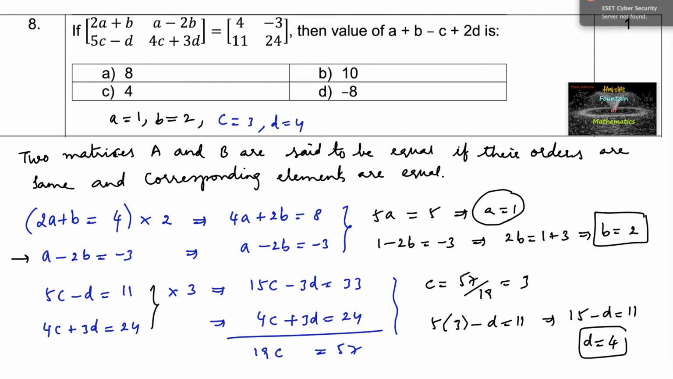So we need to find the value of A plus B minus C plus 2D. So that is 1 plus 2 minus 3 plus 2 into 4. So 1 plus 2 is 3, 3 minus 3 is 0, plus 2 times 4 is 8. So the first option is the answer.